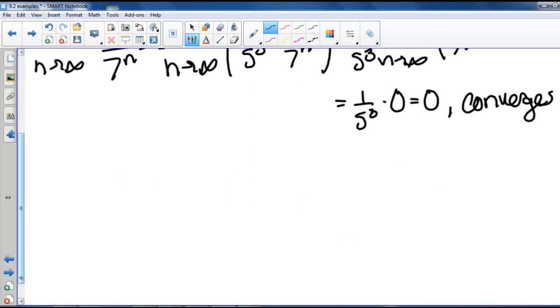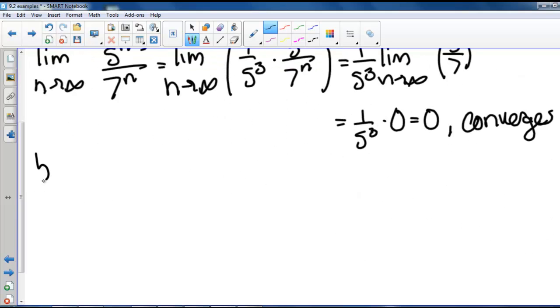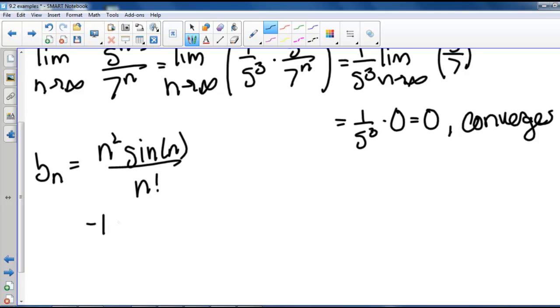So we didn't need to use growth rates with this one, but we're going to use this in a little bit. Let's also look at the sequence b sub n equals n squared sine of n divided by n factorial. Because we see that we have a sine of n, that's a good indication that maybe we want to use the squeeze theorem. So, squeeze theorem: we have negative 1 is less than or equal to sine of n is less than or equal to 1 for all n.